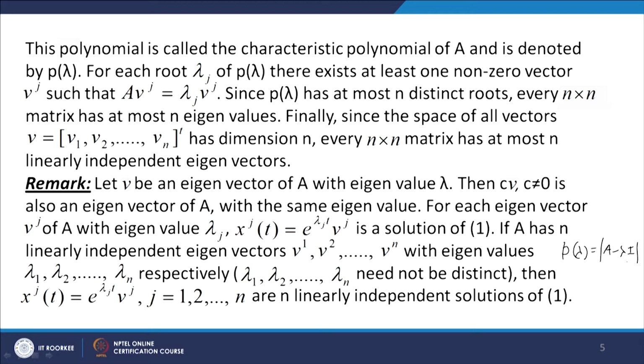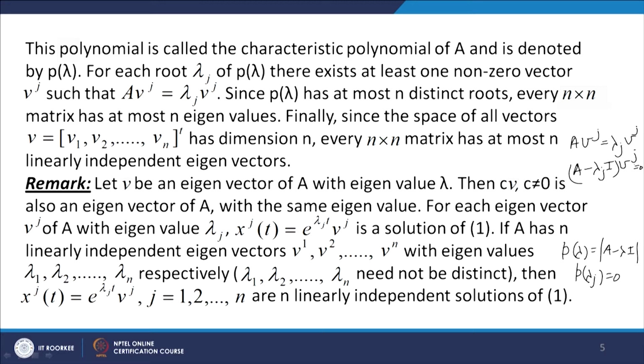For each root lambda j of p(lambda), there exists at least one non-zero vector vj such that A vj equal to lambda j vj. Suppose there is a value of lambda, say lambda j, for which p(lambda j) equal to 0, then the corresponding non-zero eigenvector will be given by A vj equal to lambda j vj, or you can say (A minus lambda j I) vj equal to 0. So, from here we will get at least one non-zero eigenvector corresponding to lambda j.